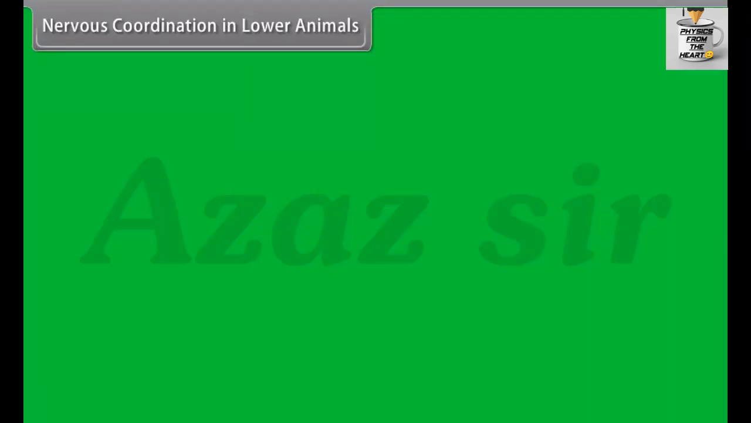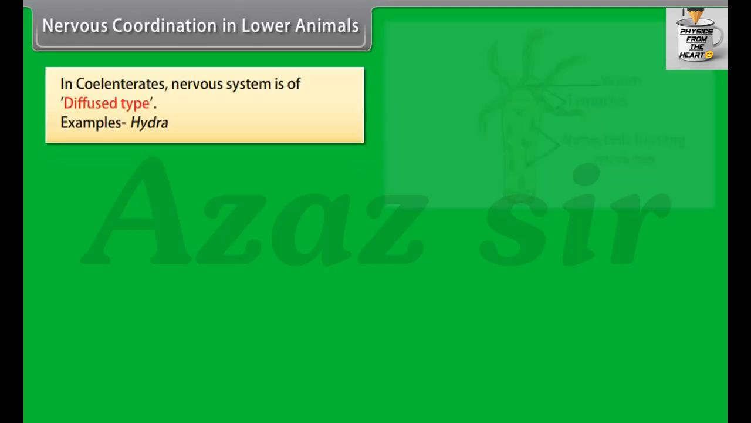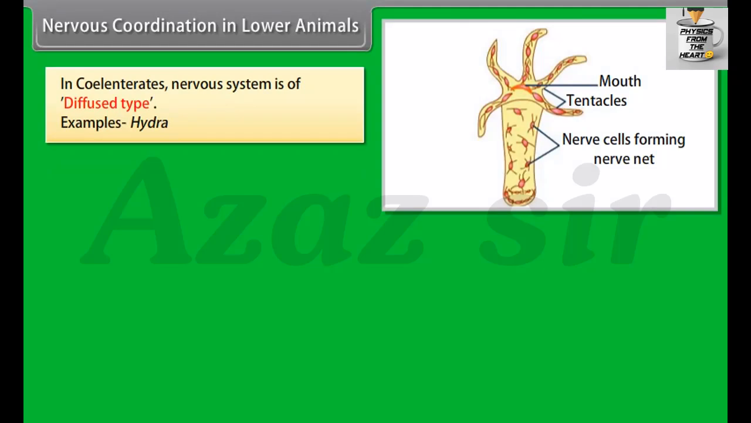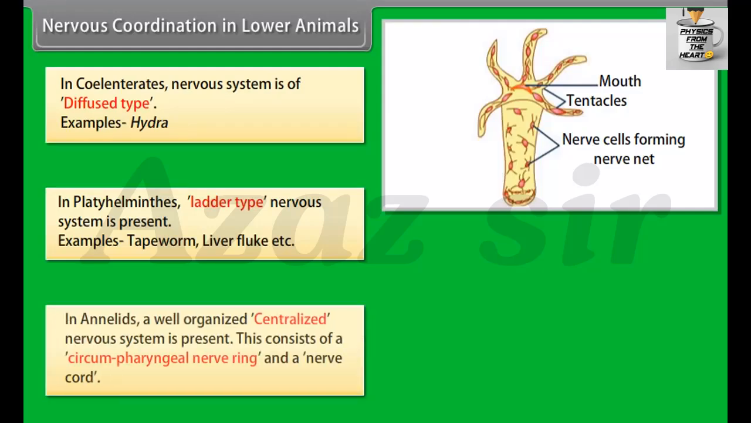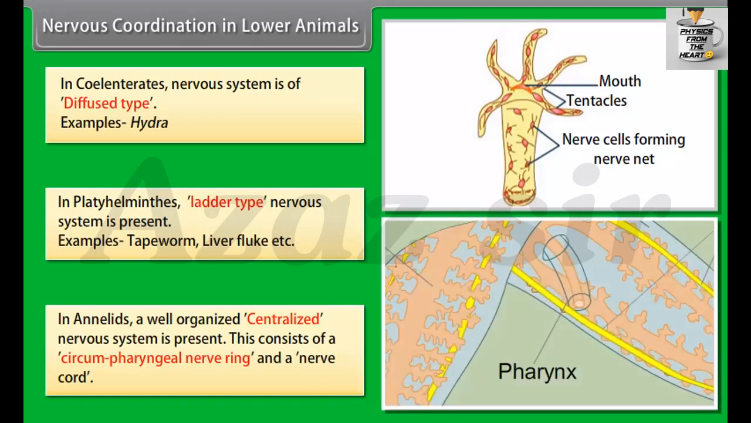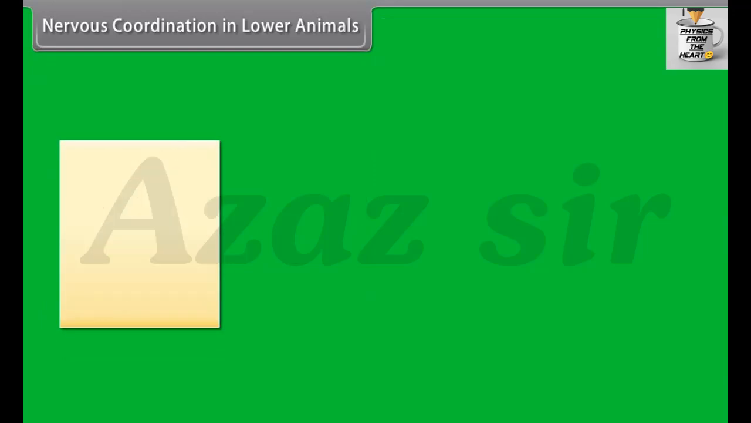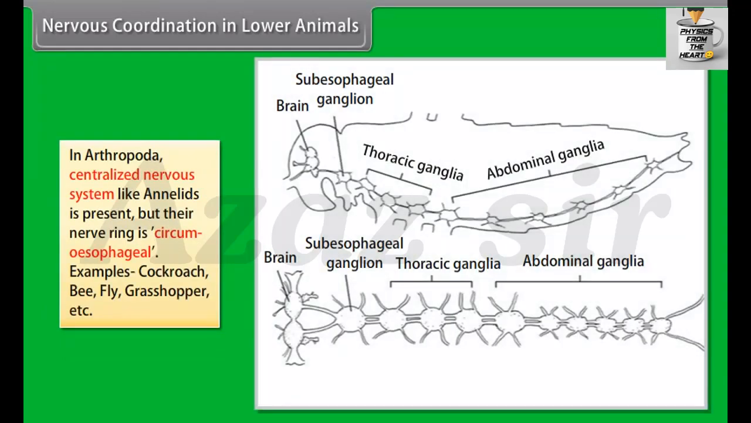Nervous coordination in lower animals. In coelenterates, the nervous system is of diffused type. Examples: hydra. In Platyhelminthes, a ladder-type nervous system is present. Examples: tapeworm, liver fluke, etc. In annelids, a well-organized centralized nervous system is present. This consists of a circumpharyngeal nerve ring and a nerve cord. In arthropoda, a centralized nervous system like annelids is present, but their nerve ring is circumesophageal.